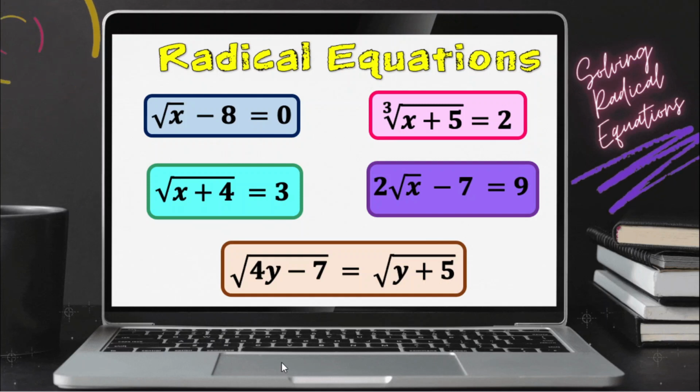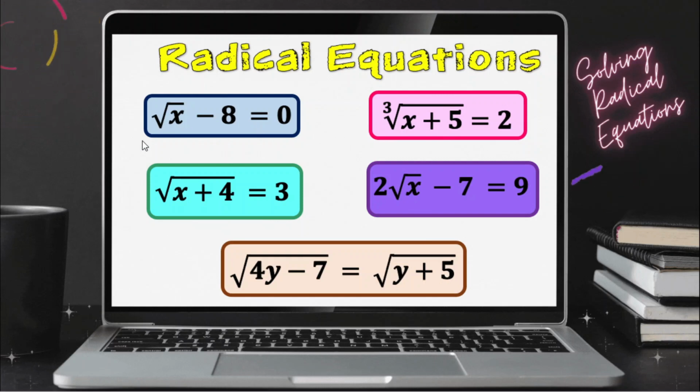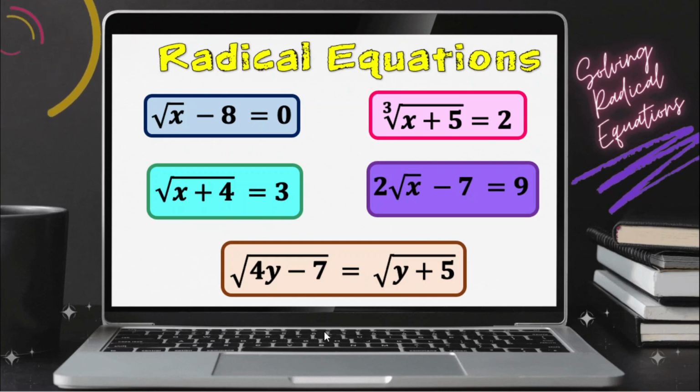So, makikita nyo sa lahat ng radical equations dito, ang radicand, may variable as a radicand. Dito, ang radicand natin ay x. Dito, x plus 4. Dito, x plus 5. Dito, x ulit. So, lahat ng radical equation ay may variable as radicand.